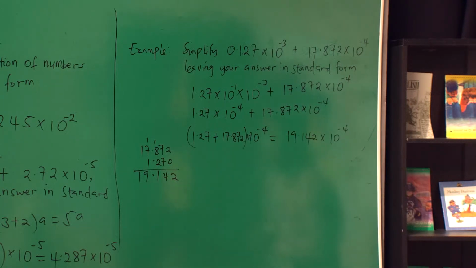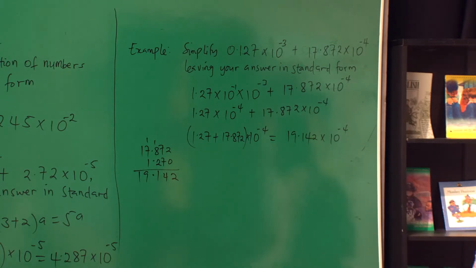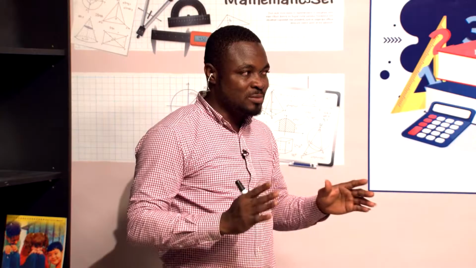So this is what you need to do to be able to get the right answer. But look at it. They are asking us to leave our answer in standard form. Ask yourself, is it written in standard form? If you are writing standard form, this coefficient, what should be the magnitude? It should lie between what and what?